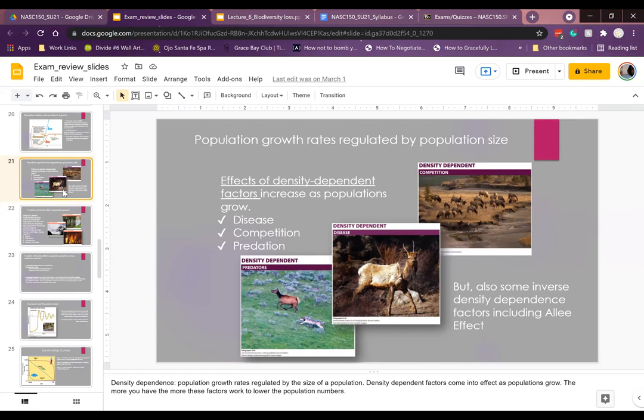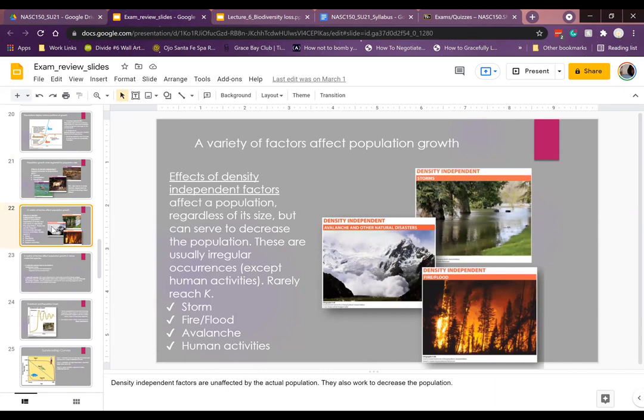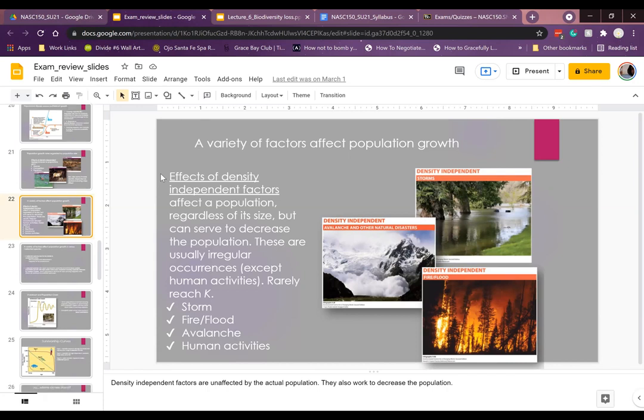And as your population gets more and more abundant, more and more dense, you get more predation, you get more disease, and you get more competition for resources: competition for food, competition for water, competition for space, and competition for breeding partners all increase as your populations simply get larger. Now we have our density-independent factors, which don't really care how big your population is. If you get hit by a flood, it's going to knock your population down. That's simply what they are. So it doesn't matter how dense you are, floods, storms, avalanches, natural disasters act as a way to limit population growth, population size.